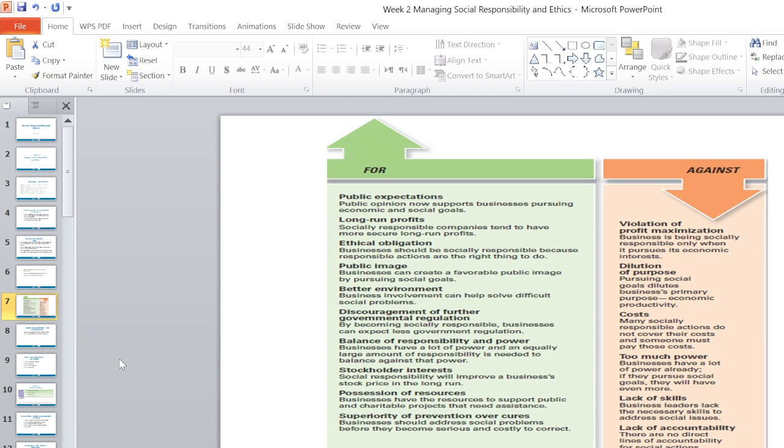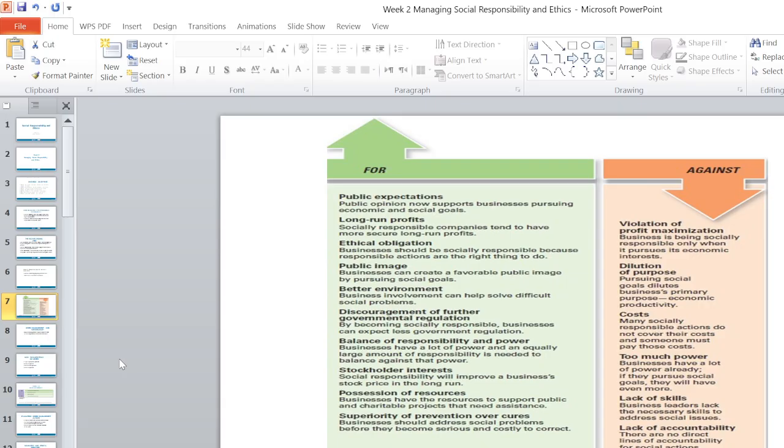The violation of profit maximization: a business is socially responsible only when it pursues its economic interest. Dilution of purpose: pursuing social goals dilutes the business's primary purpose, economic productivity. So according to these arguments, if we hold the company socially responsible, they might not be able to fulfill their economic productivity, which is making profit.